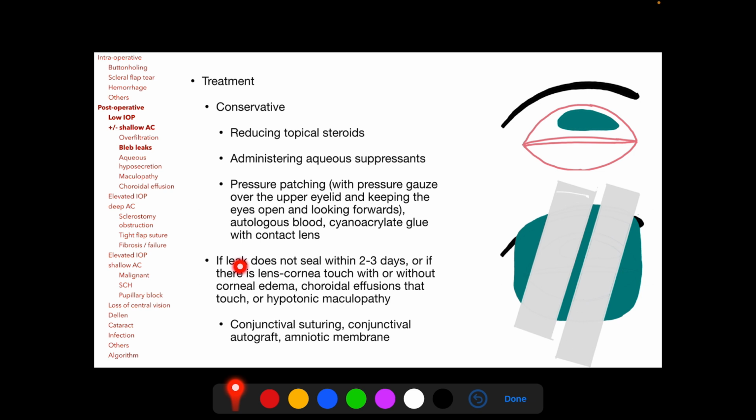If the leak does not seal within 2 to 3 days, or there is lens-cornea touch or choroidal effusions that touch, or hypotonic maculopathy, the leakage site should be sutured, failing which either a conjunctival autograft or an amniotic membrane can be used to seal the leak.